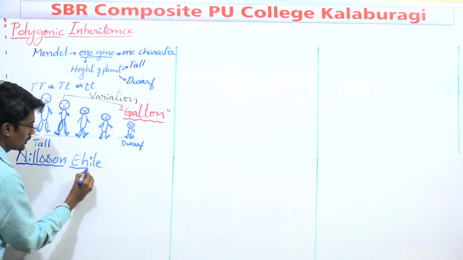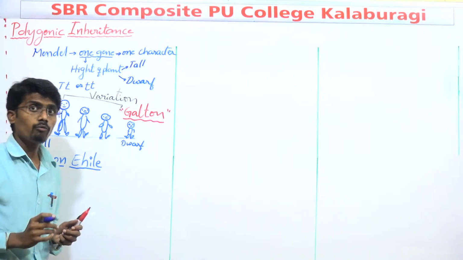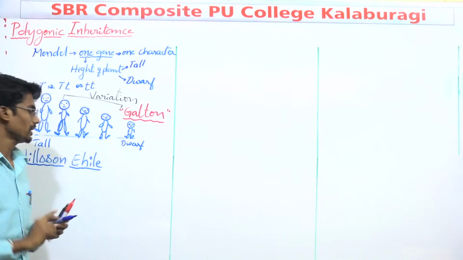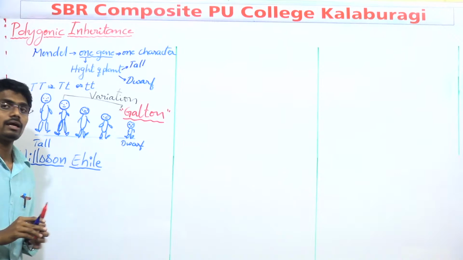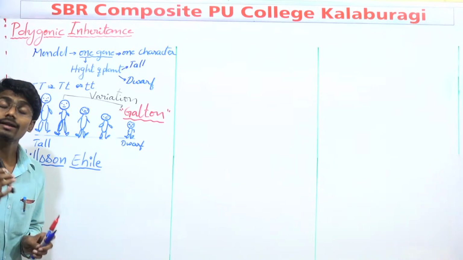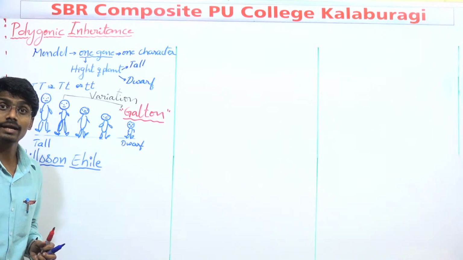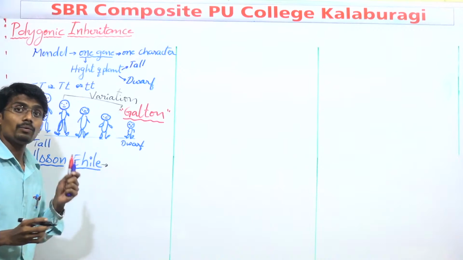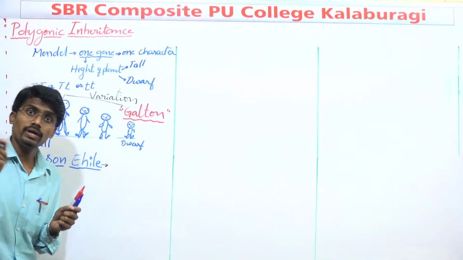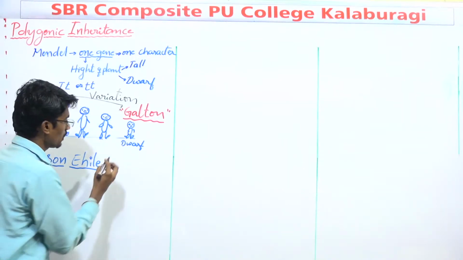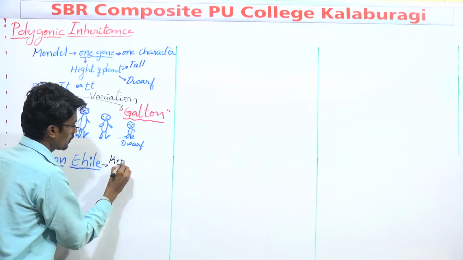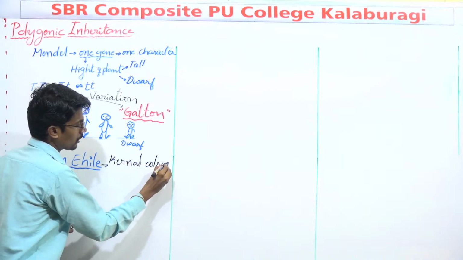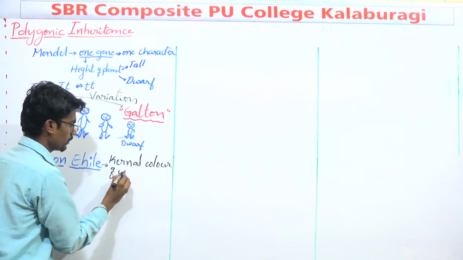Nilsson-Ehle. How Mendel worked on pea plant, similarly, Nilsson-Ehle worked on another plant. And what is the plant name? He worked on wheat plant. Especially in the wheat, he worked on kernel color of wheat.